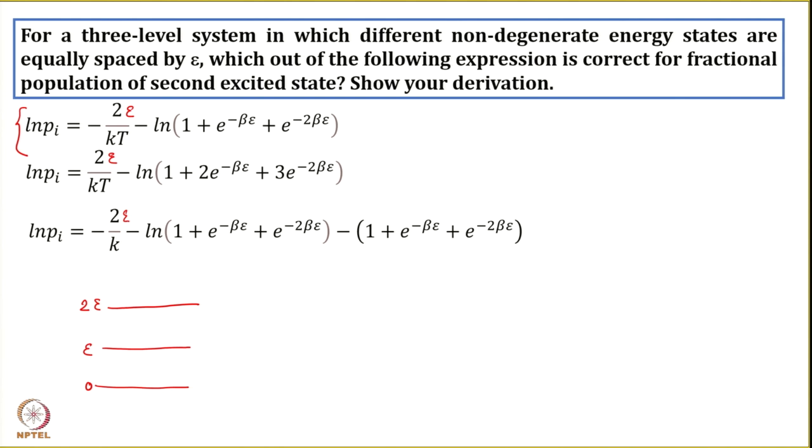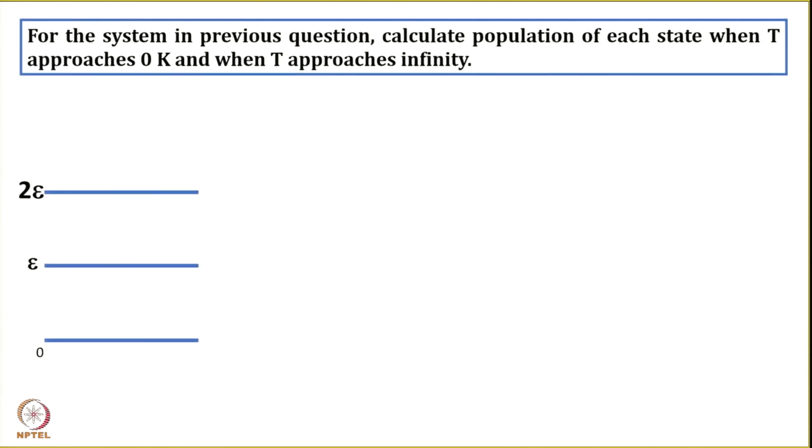Now, based upon the same question, that is, for the system in the previous question, those three energy states 0, E, 2E, equally spaced: calculate the population of each state when T approaches 0 Kelvin and when T approaches infinity. So that means now we need to write expressions for populations.